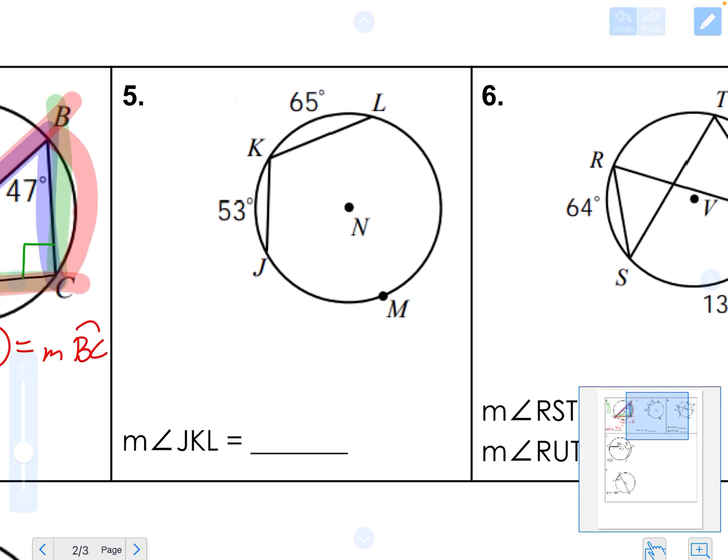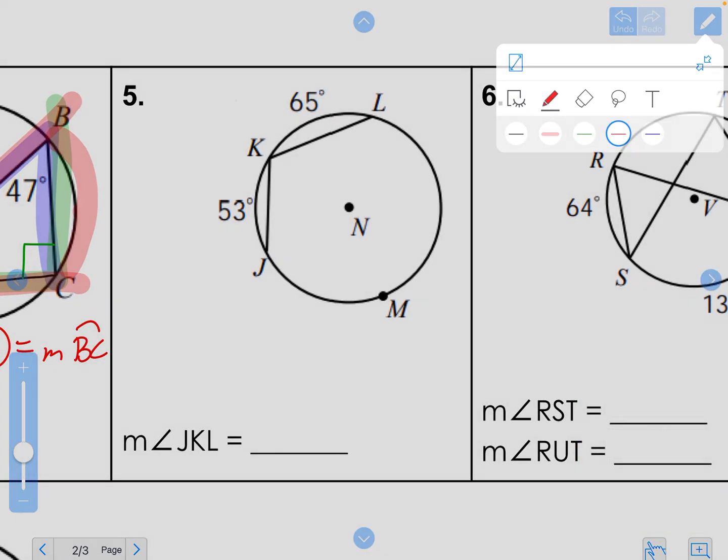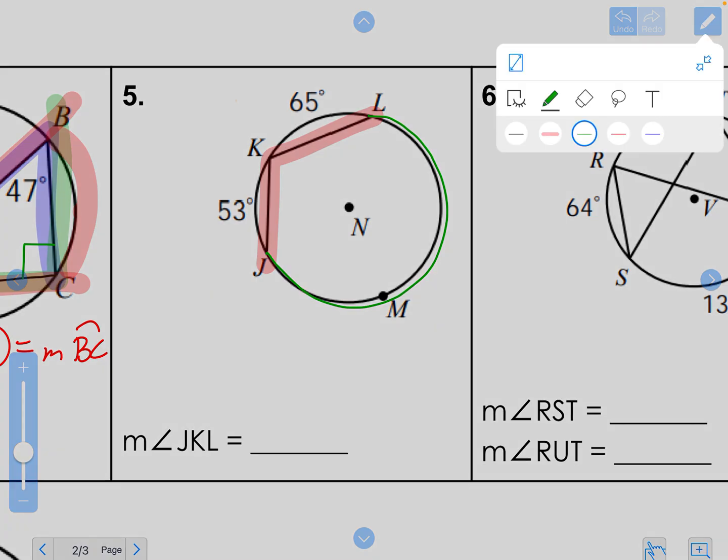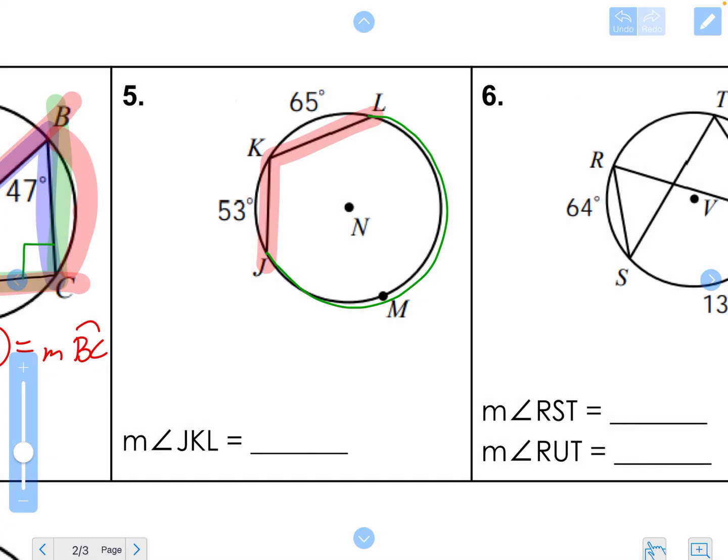All right. So here we're looking for angle JKL. And so we also need to know what our arc is. We either need to know the measure of angle JKL or we need to know arc JML. I know neither of those, but what we do know is that all of the arcs in an entire circle are going to equal 360.